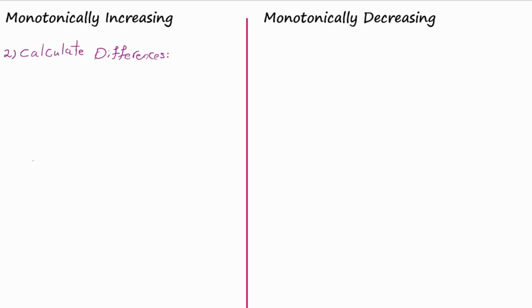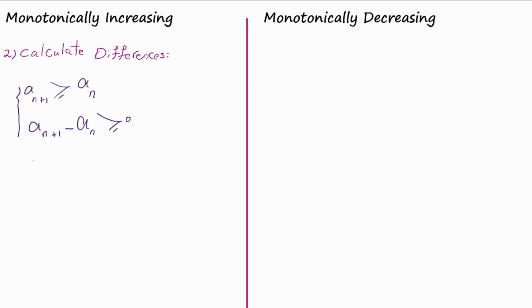Another approach to determining whether a sequence is monotonically increasing or decreasing is by simply calculating the difference between two consecutive terms. We know that for a monotonically increasing sequence, a sub n plus 1 is always greater than or equal to a sub n. If we rewrite this by subtracting a sub n from both sides, we can write the expression like this: a sub n plus 1 minus a sub n is always greater than or equal to 0.